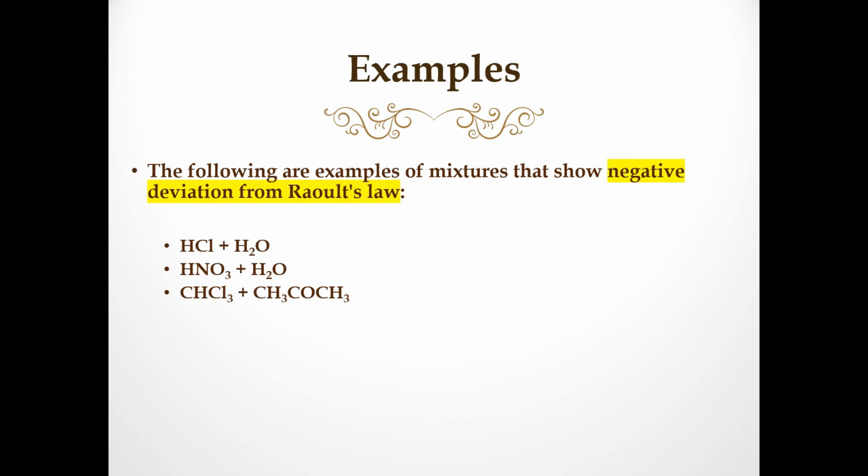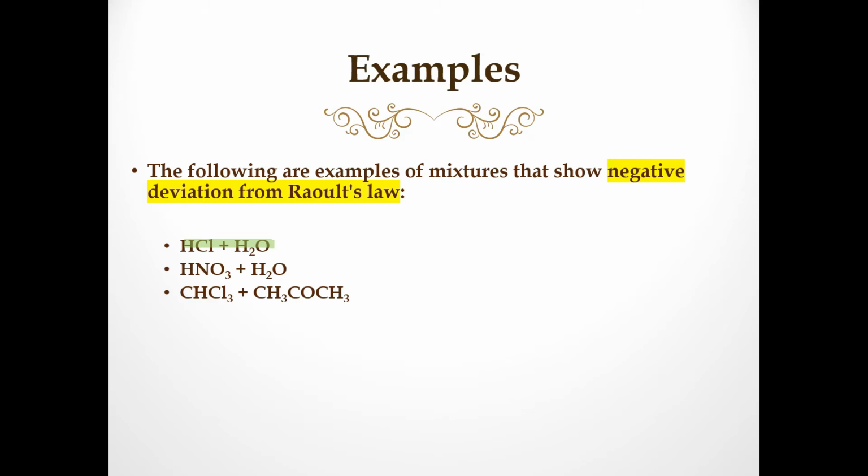Okay, let's look at the examples of negative deviation from Raoult's law. First, we have hydrogen chloride and water. Between the hydrogen chloride molecules we have weak van der Waals forces. Between the water molecules we have hydrogen bonding. The mixture will have stronger ionic polar bonds between the two.